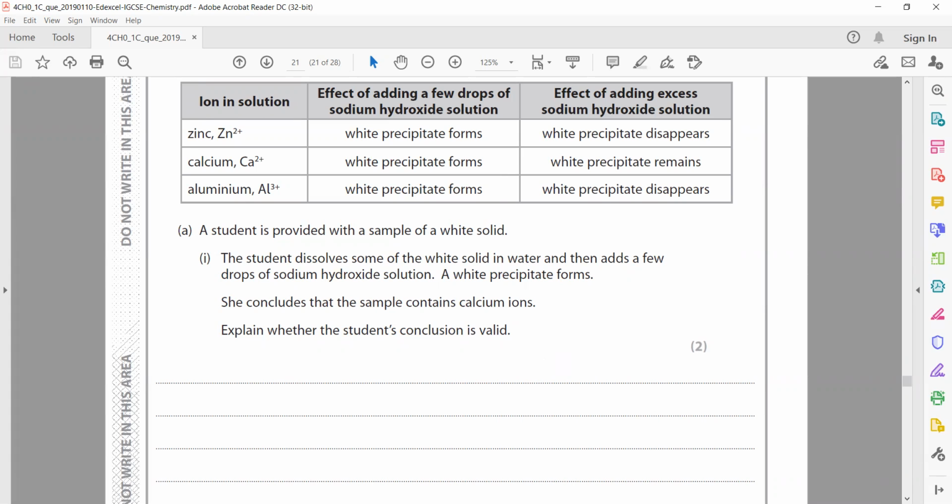Is the student's conclusion valid? If she is adding sodium hydroxide and observing a white precipitate, the white precipitate can be due to zinc as well as aluminium when a small amount of sodium hydroxide is added, because few drops are added. So it is not a valid conclusion, because it gives a white precipitate with zinc and aluminum as well.